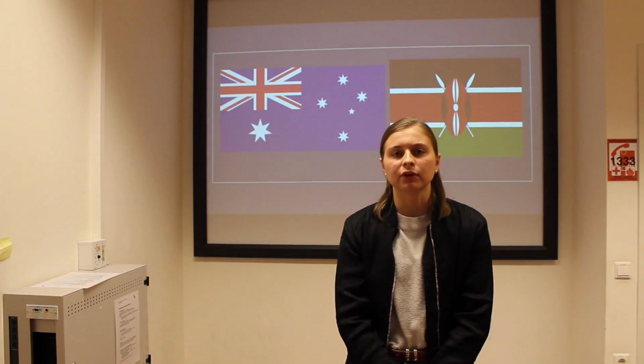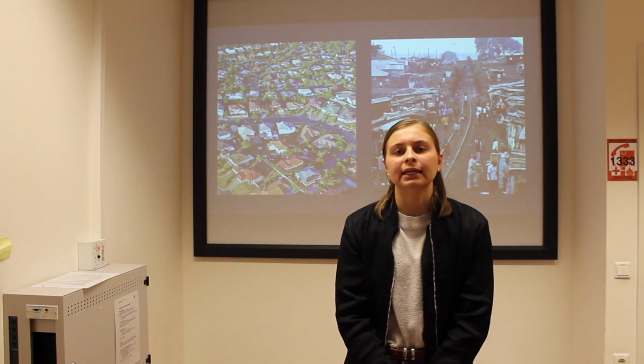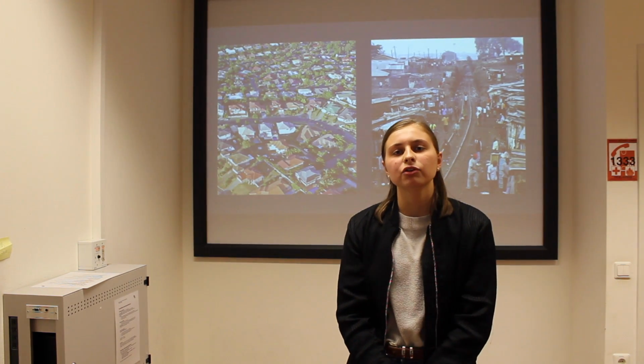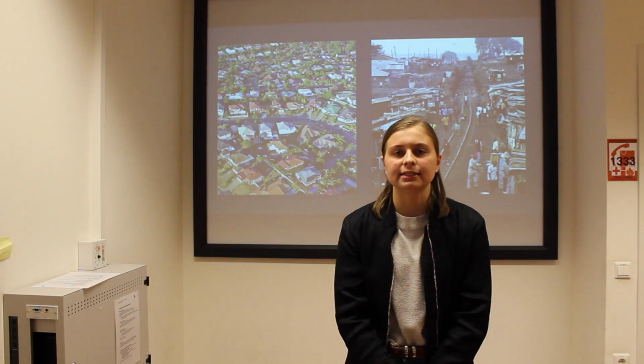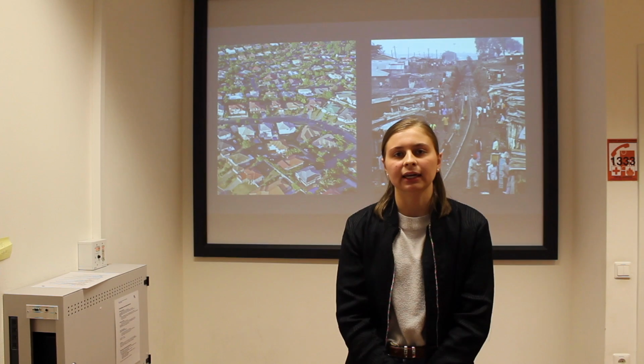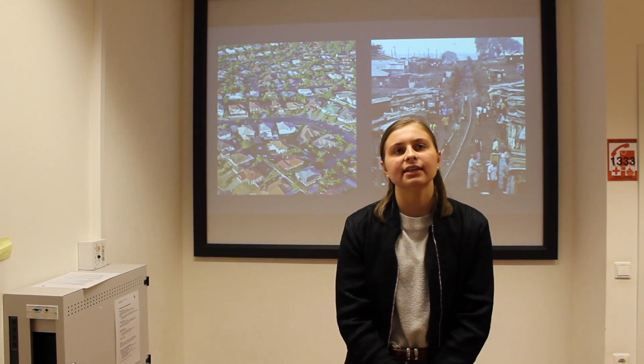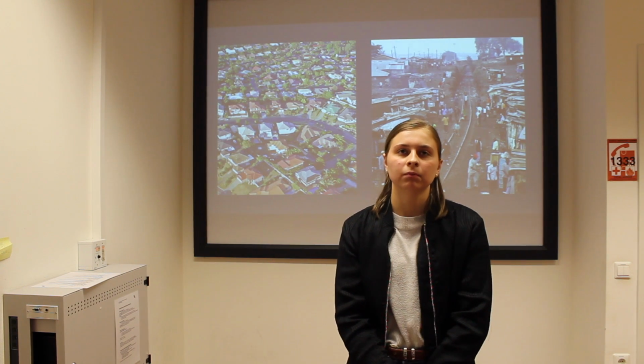Why is there such a large difference? What factors influence these statistics? The Human Development Index, the HDI, measures the average achievements of a country in three basic dimensions: life expectancy, education, and per capita income. Australia has a high HDI of 0.939, while Kenya's HDI is only 0.590.